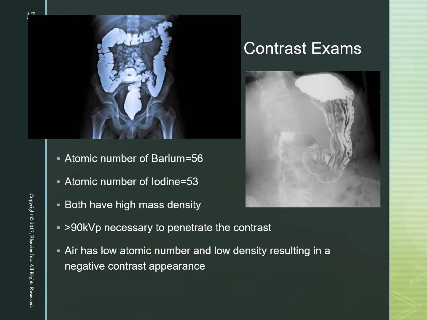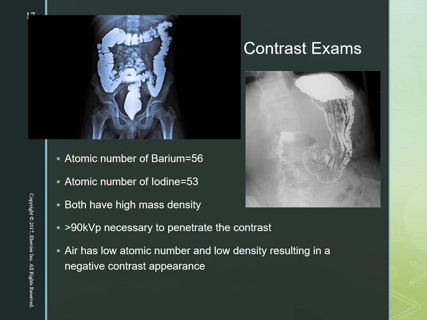Contrast exams. So we know that when we want to complete a contrast exam, in this example you see a barium enema on the left and an upper GI on the right. We know that barium is a really good positive contrast, and that's because it has an atomic number of 56. So it has a high binding energy, and because of that high binding energy, it's going to absorb a lot of our photons.